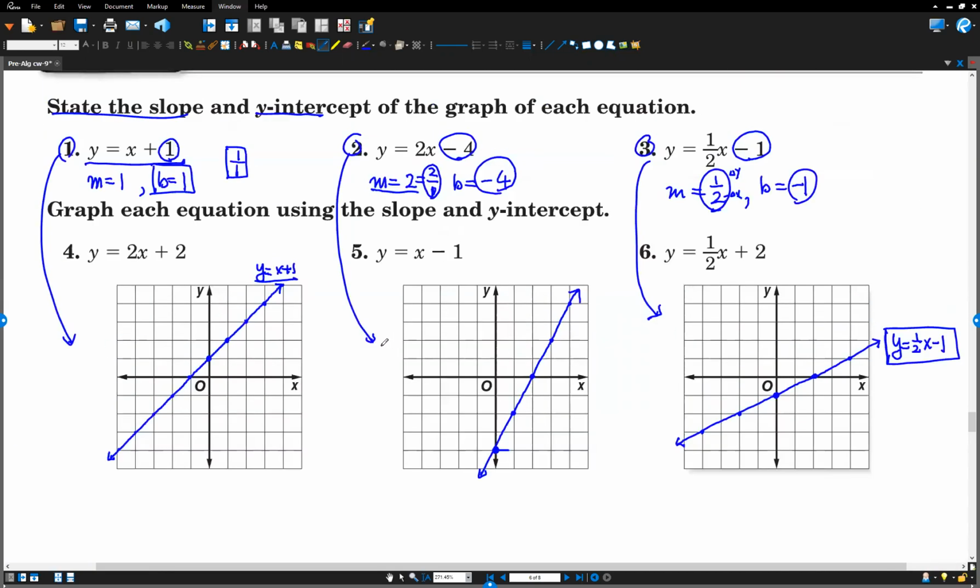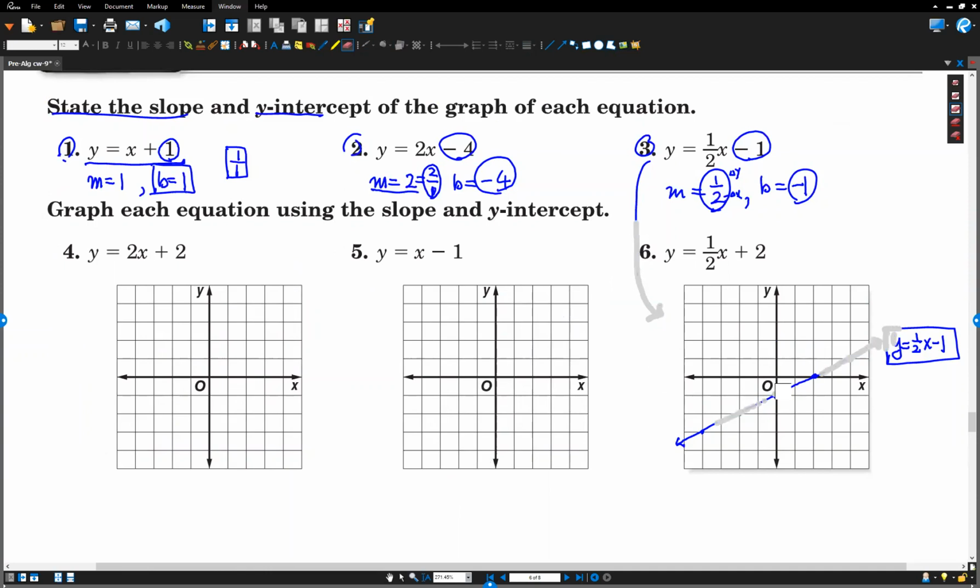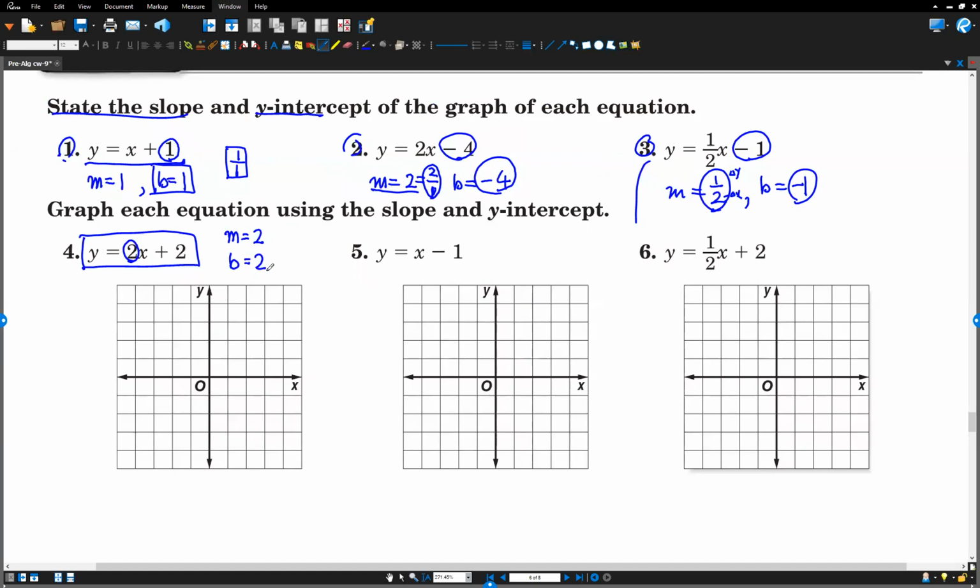Okay, now we have another 3 exercises, 4, 5, and 6. So we work together anyway. I'm going to delete this one, and we're going to use this graph paper for the next 3 questions. Now let's make a graph over here. First, we need to find the slope and the y-intercept. Slope is the coefficient of x. Slope is 2. And the y-intercept, use the letter B, is 2.